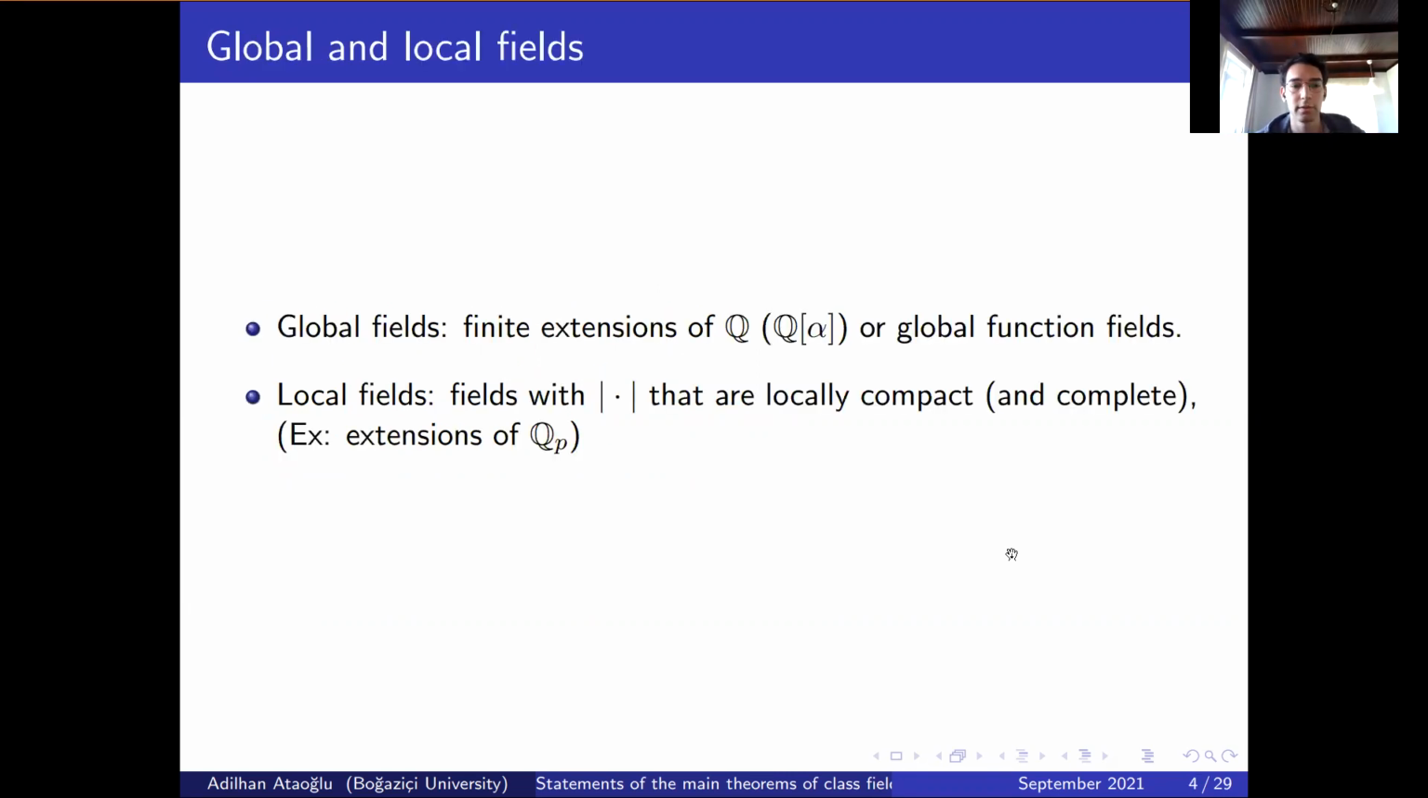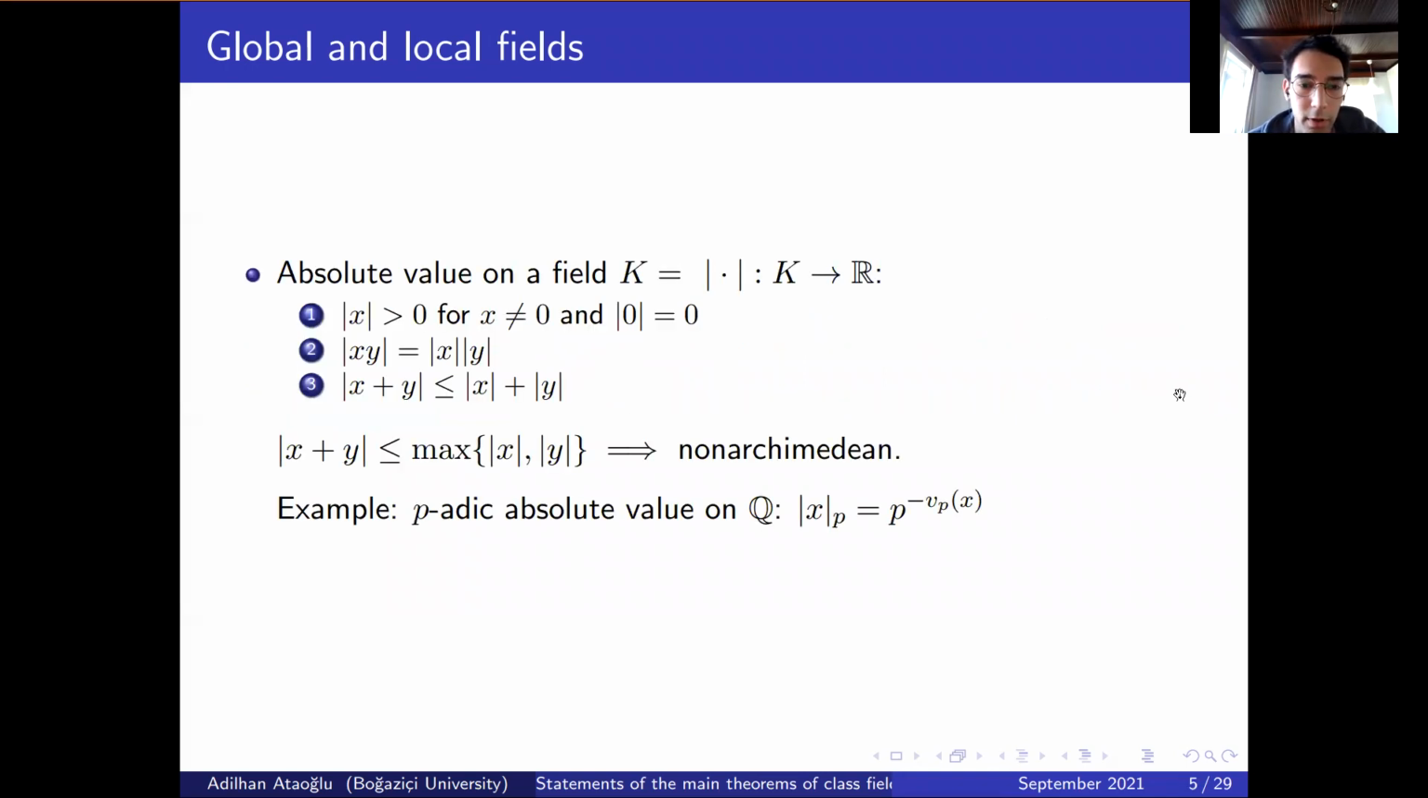Now, class field theory deals with the global fields and local fields. Global fields are the finite extensions of the rational numbers or function fields, and local fields are the fields with an absolute value function. Under the topology given by this function, it is locally compact and complete. An absolute value is a generalization of the usual absolute value function on R for a field satisfying these conditions. And if it satisfies this condition, we will call it non-Archimedean.